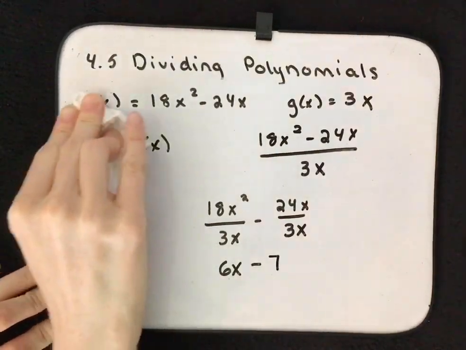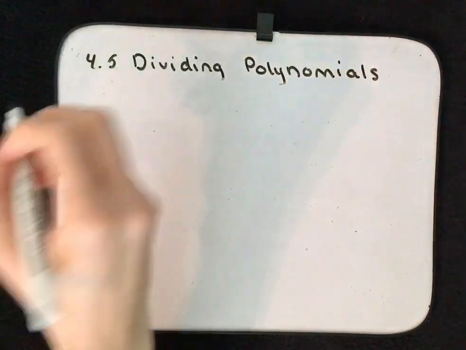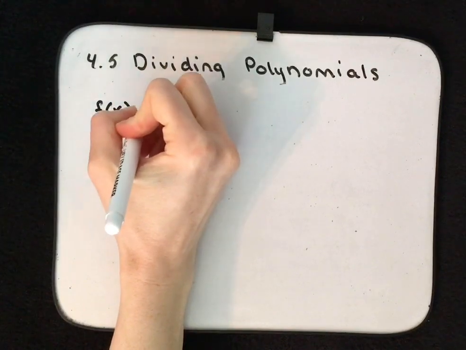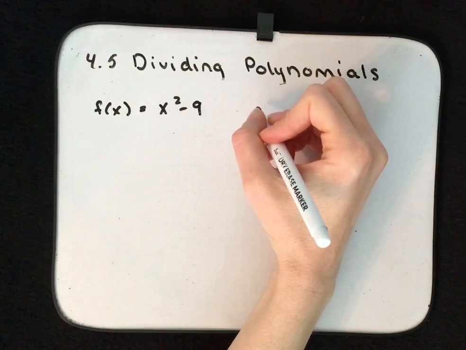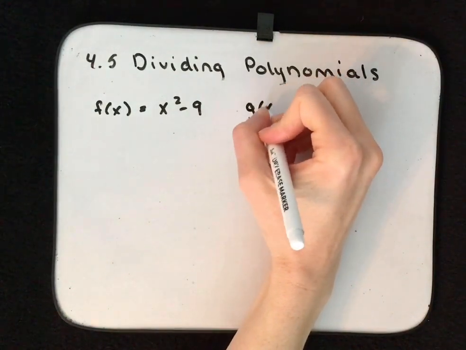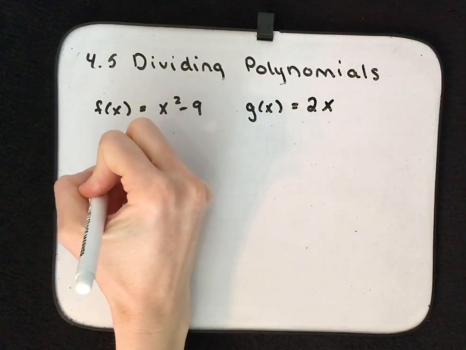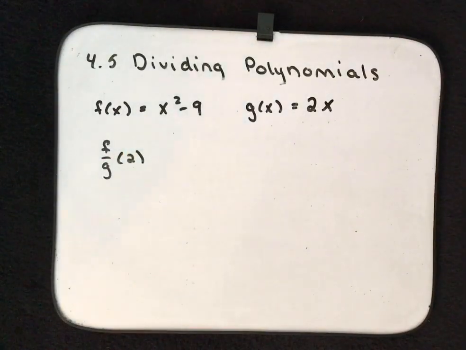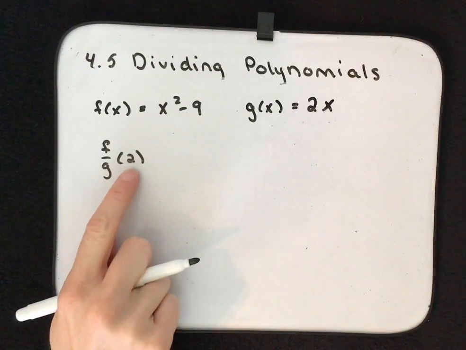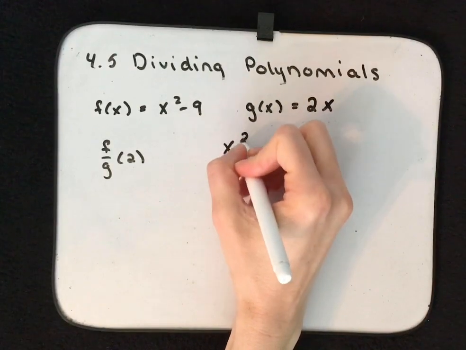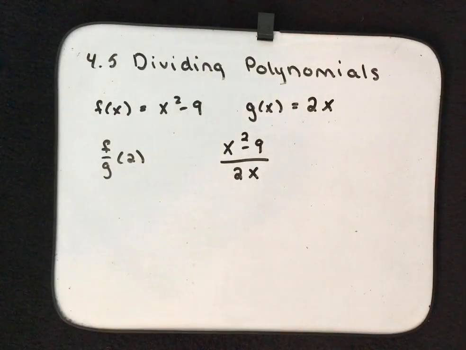Let's try one more. Let's say you're given f of x equals x squared minus 9 and g of x equals 2x. Let's find f over g of 2. So this means instead of finding of x, we want f over g of 2. So f is x squared minus 9. G is 2x.